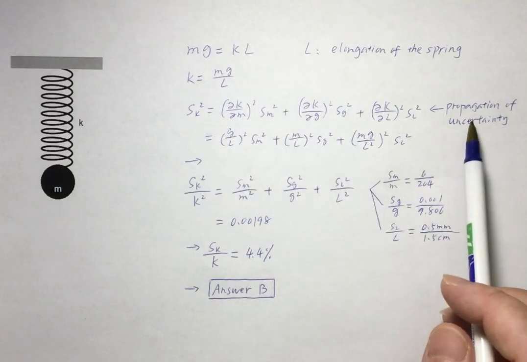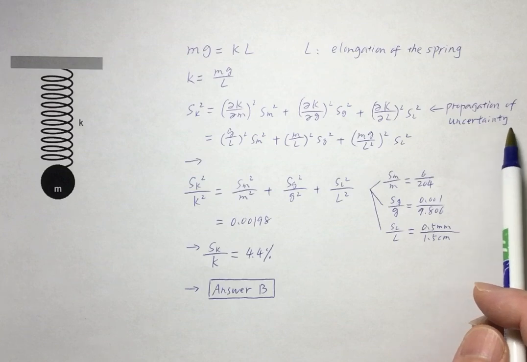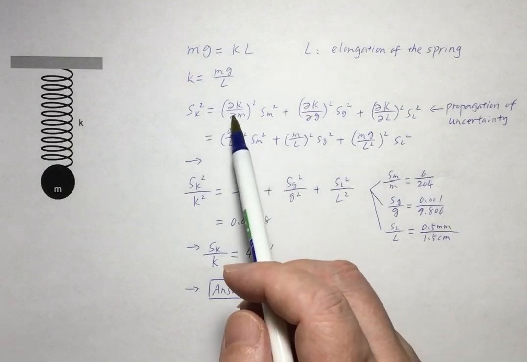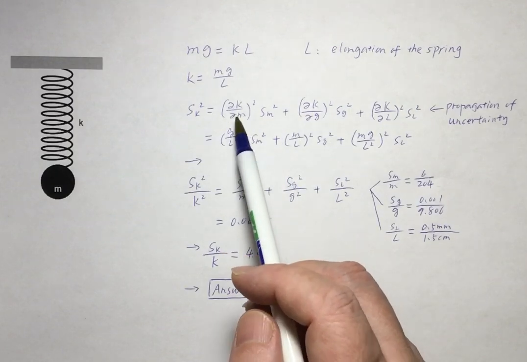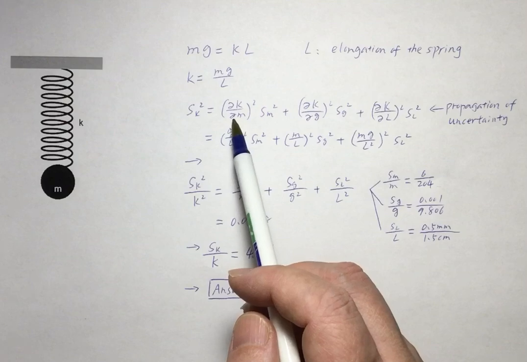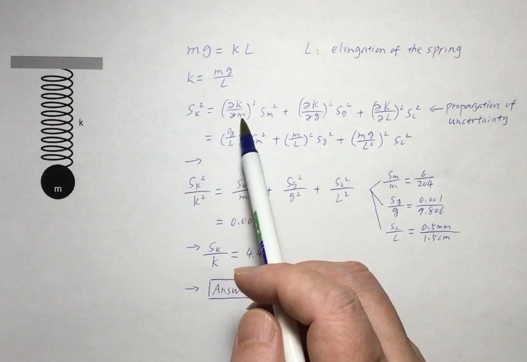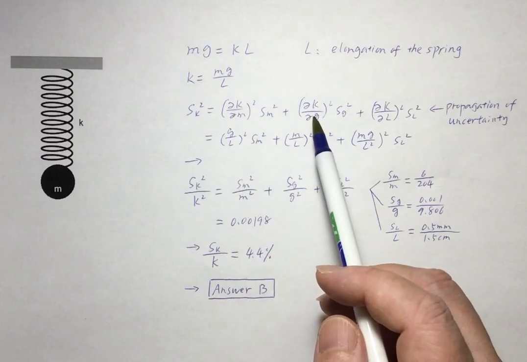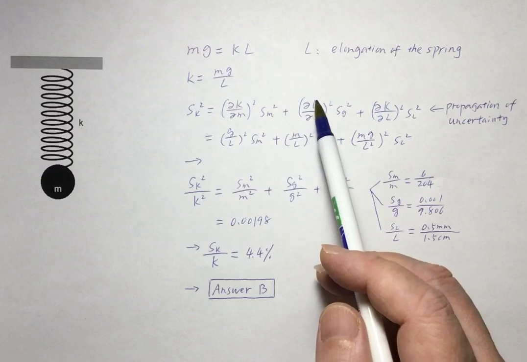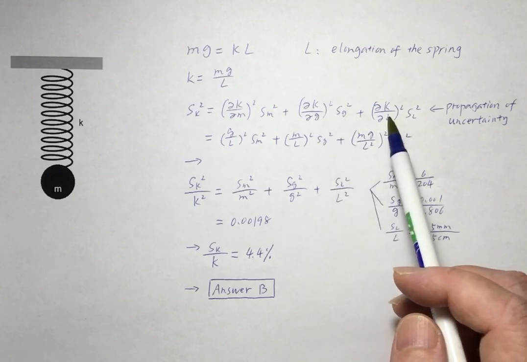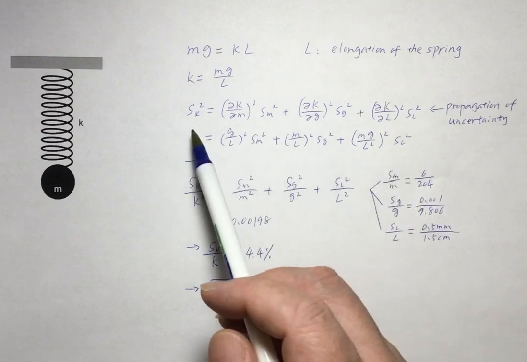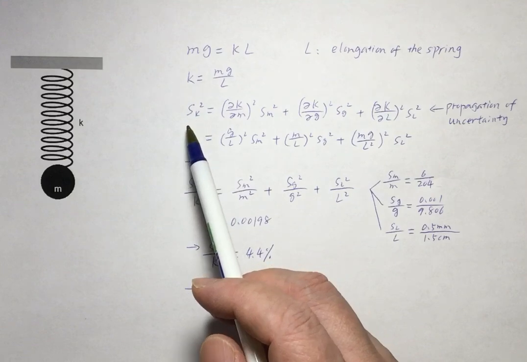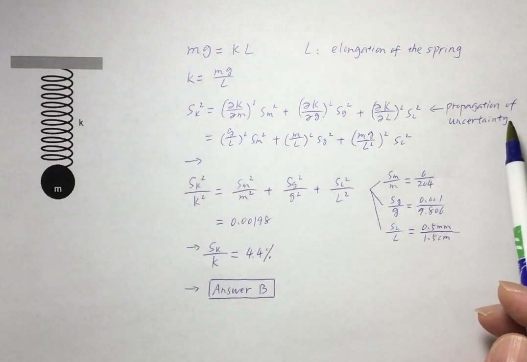So based on the propagation of uncertainty, s_k squared is equal to this expression: the partial derivative of k with respect to m, then this term is the partial derivative of k with respect to g, and this one is with respect to L. And s is the standard deviation; s_k is the standard deviation of k. So we have this formula.